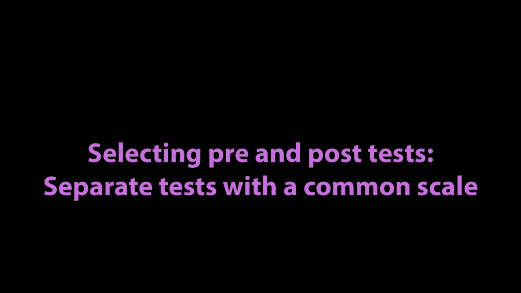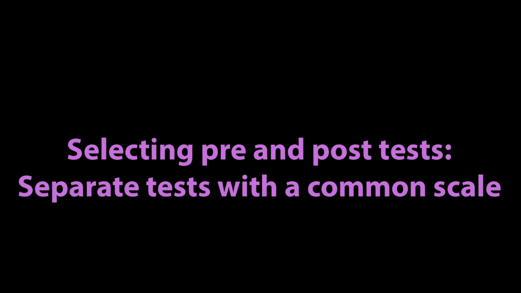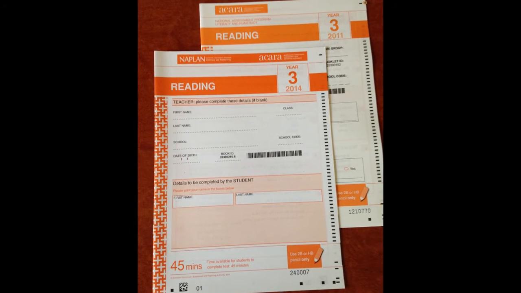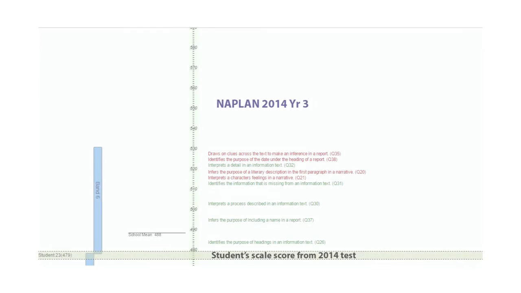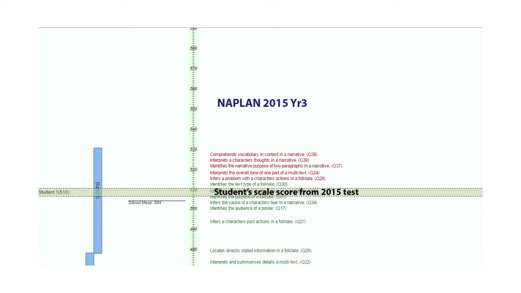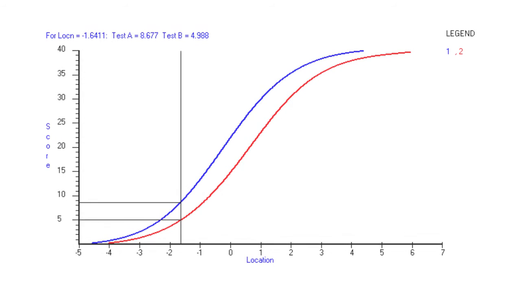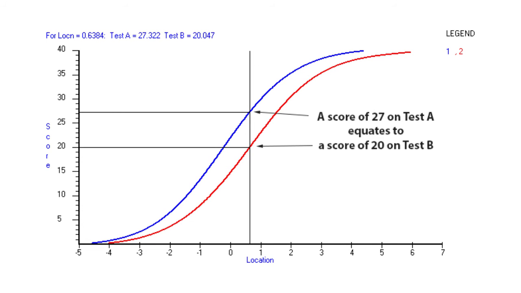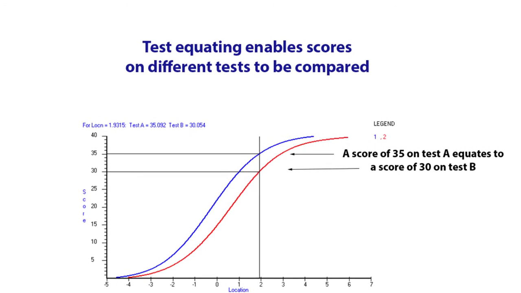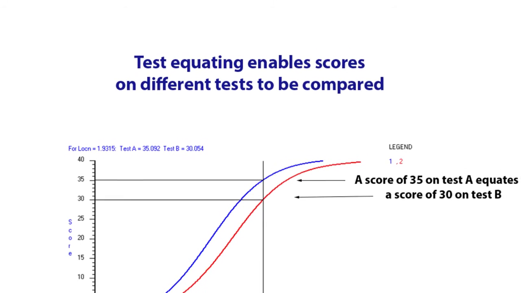Probably the best method for obtaining effect sizes is to use separate tests such as 2 NAPLAN tests that have a common scale. For example, a NAPLAN scale score from a Year 3 test in one calendar year can be directly compared with a NAPLAN scale score from a Year 3 test in another calendar year. A method called test equating is used to make scores on separate tests comparable. If 2 different tests are used as the pre- and post-test, the effects of teaching to a single test are mitigated somewhat.